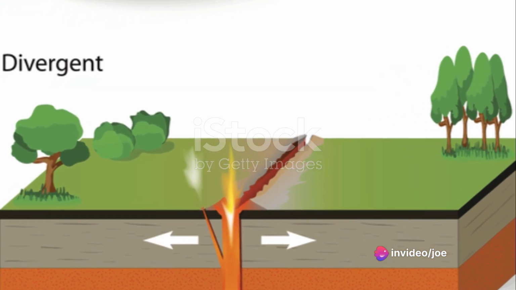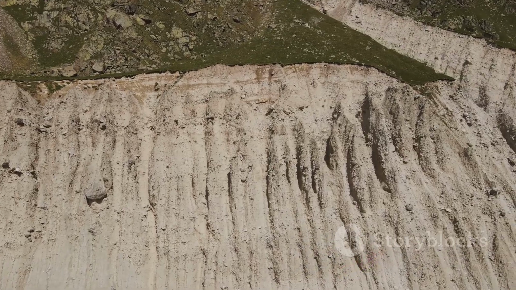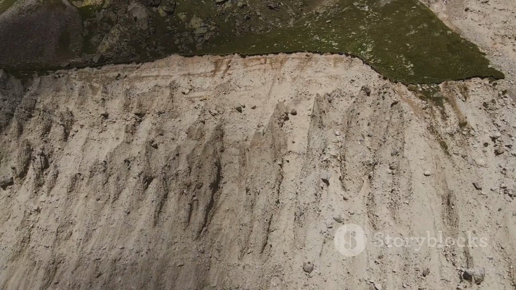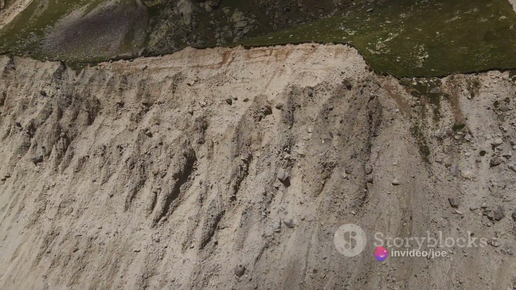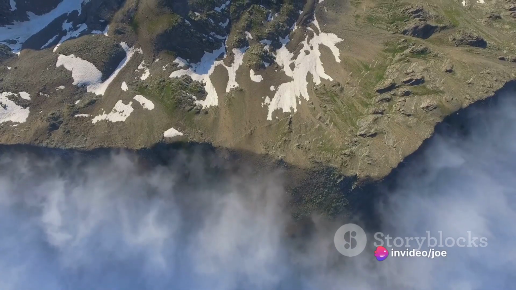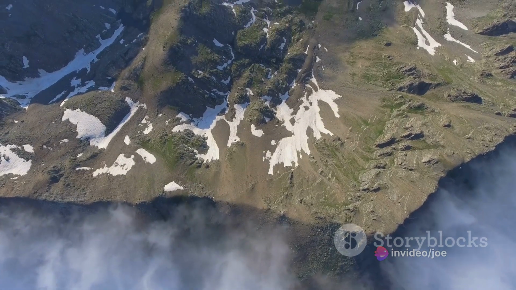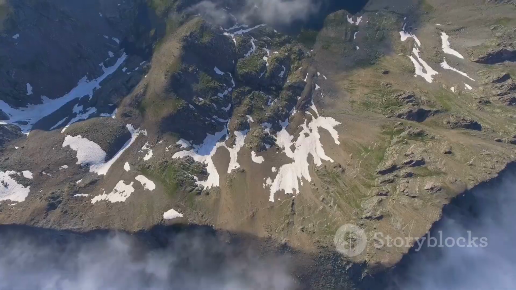There are 3 main types of plate boundaries: divergent, where plates move apart; transform, where plates slide past each other; and convergent, where plates move towards each other. It's this last type, convergent boundaries, that are responsible for the formation of many of the world's mountains.